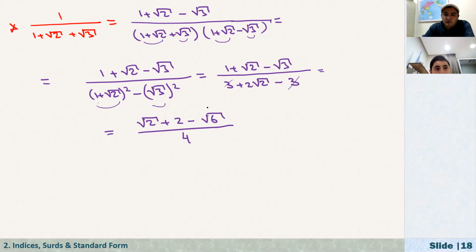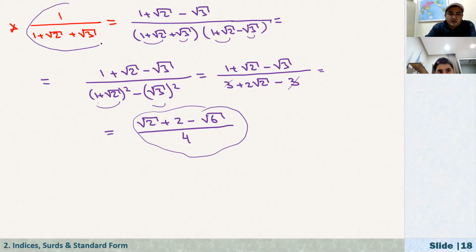Now use your calculator, evaluate this, and also evaluate this. You'll get the same answer, but your answer is very different.